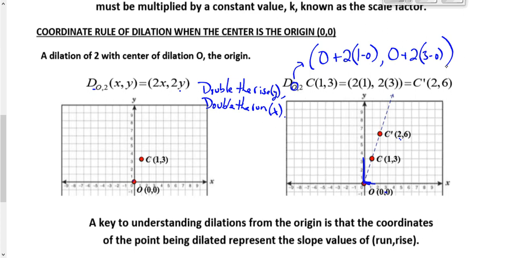So the 1 minus 0 was the original run. And 3 minus 0 was the original rise. And the scale factor is 2. So what did we do to the original run? Multiply by 2. What did we do to the original rise? Multiply by 2. And then this right here became 0. What's 2 times 1? 2. 0 plus 2. So this became that. And what's 2 times 3? 0 plus 6. You see what I mean?